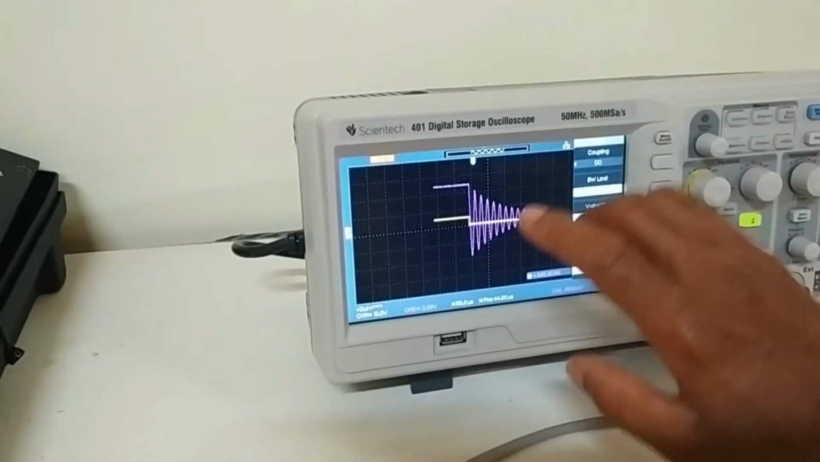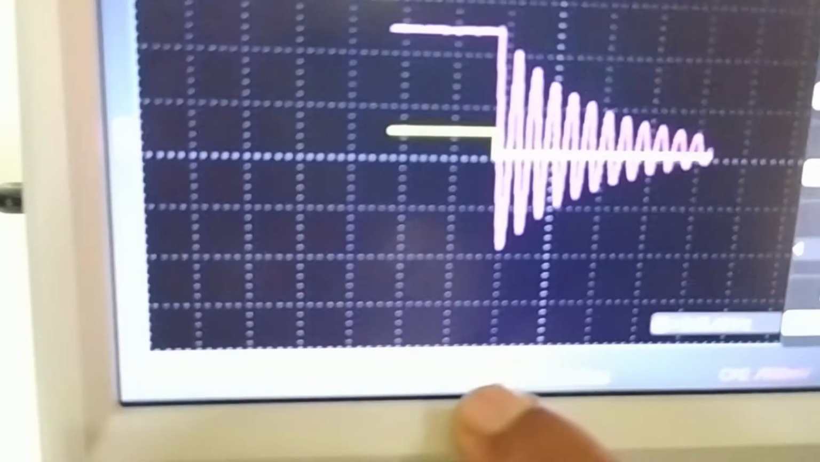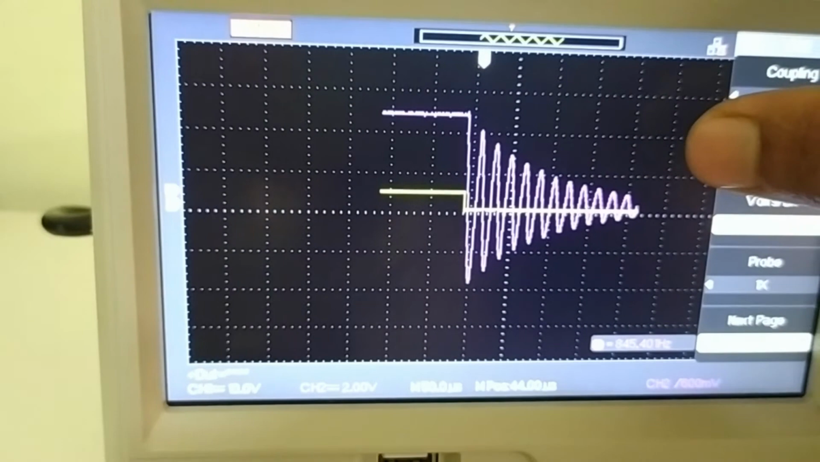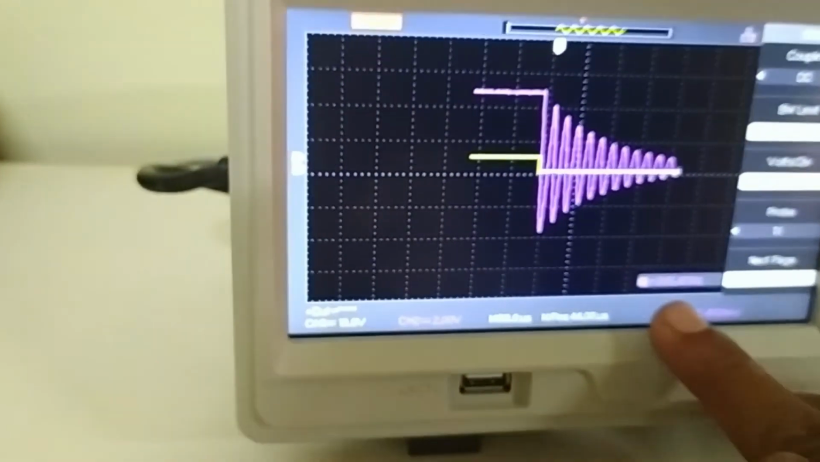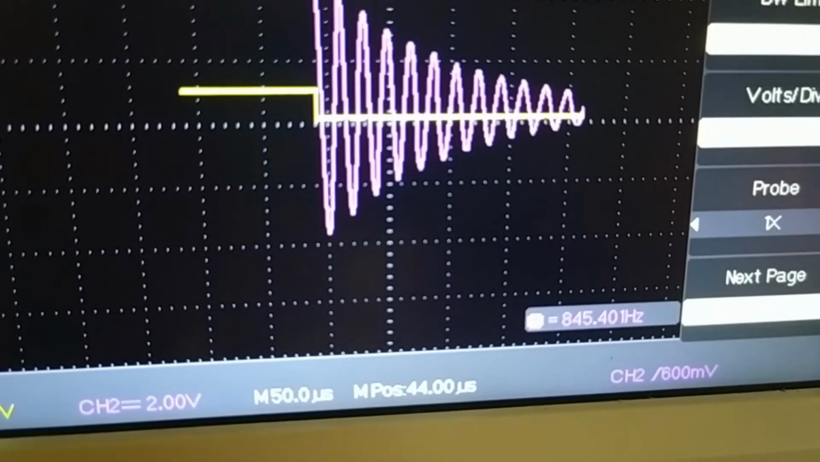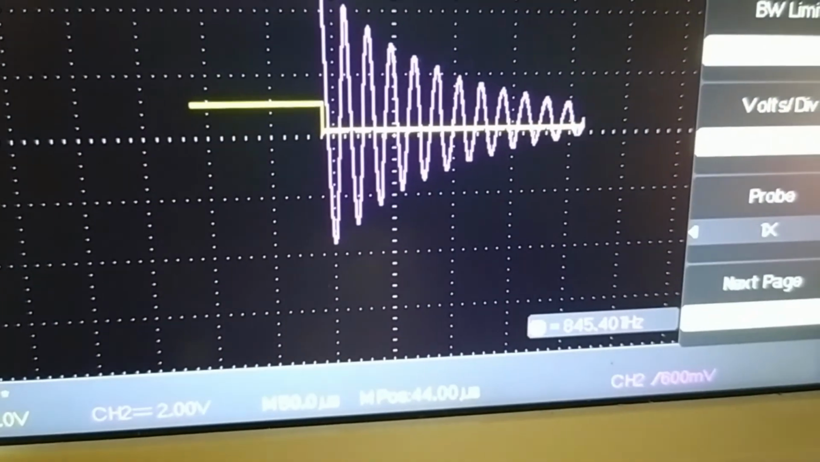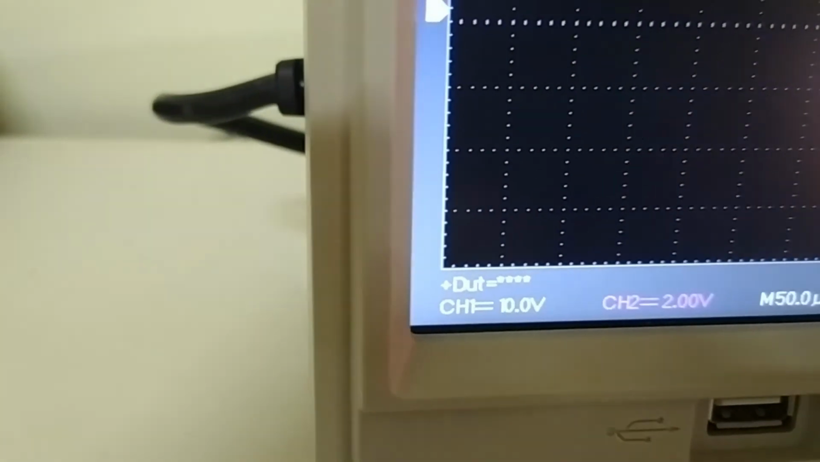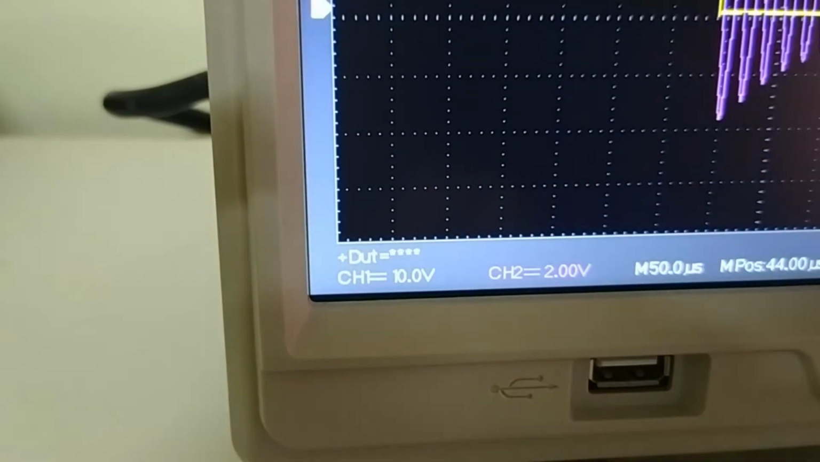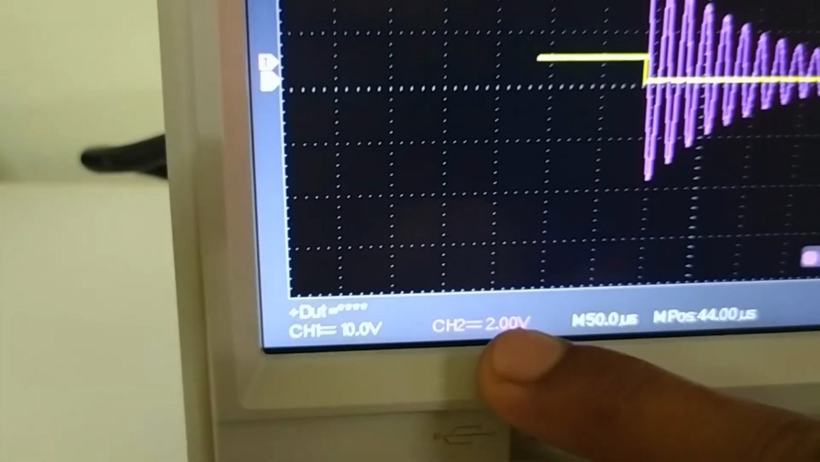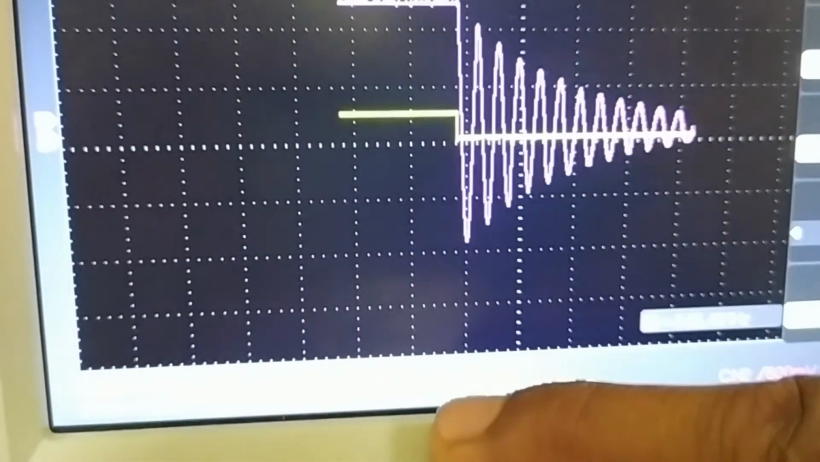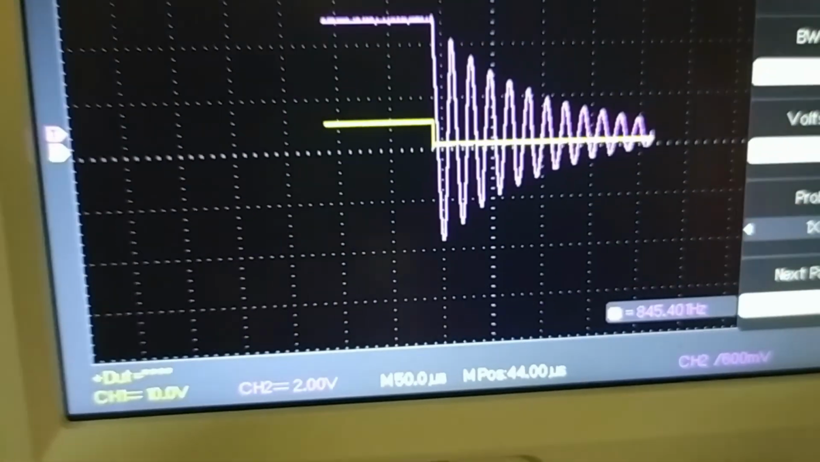In the underdamped condition, we set the digital oscilloscope to 50 microseconds. Just observe the waveform. Now the waveform is in the underdamped condition, and measure the frequency value. The frequency value is 845.40 hertz. In channel 1 the input voltage is 10 volts peak to peak, and the channel 2 voltage is 2 volts peak to peak. This is the time period at 50 microseconds.